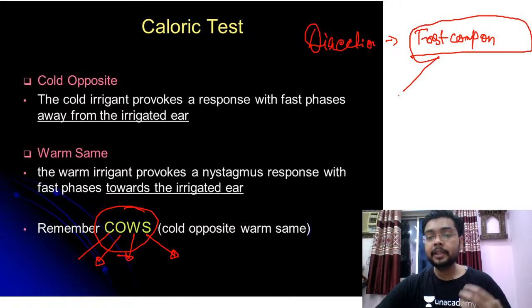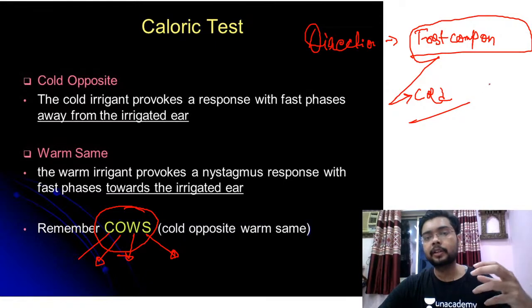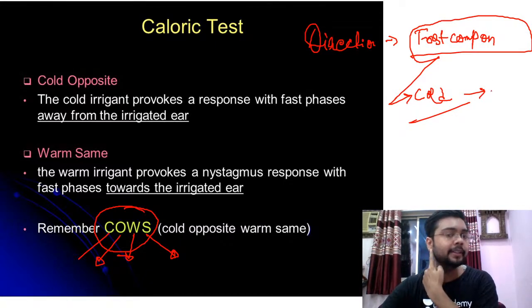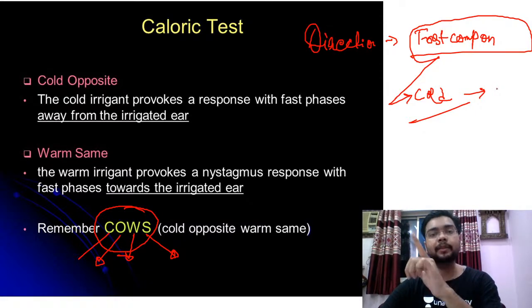So in cold water, if you are doing the syringing with cold water, the eyes will move to the opposite side. So cold water in the right ear, your eyes will move to the opposite, that is the left side. So the fast component will be towards the left, right? In warm, it will be on the same side. Warm water on the right will be right. So the fast component will be towards right, and then the slow component will return to normal.